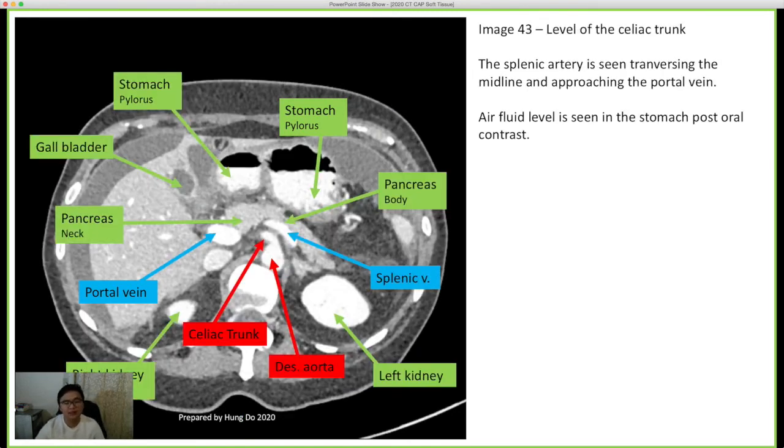As we move further down, you see the celiac trunk there, which is the first offshoot of the descending aorta that you should know of. The splenic vein, the pancreas, the portal vein, and you see the different parts of the stomach there as well.